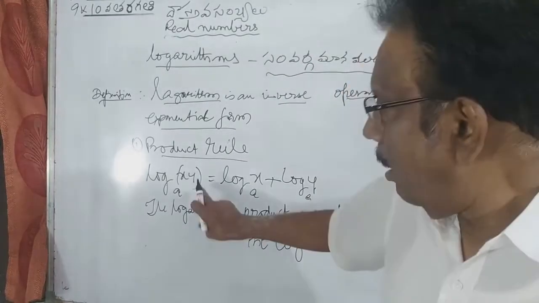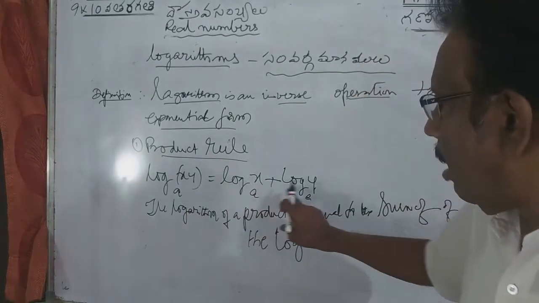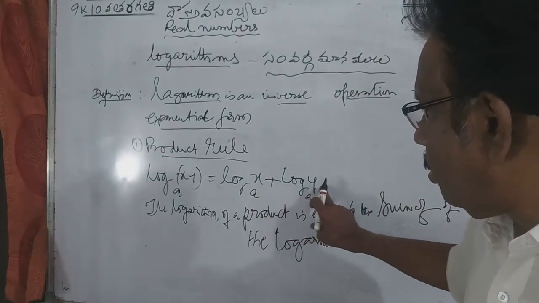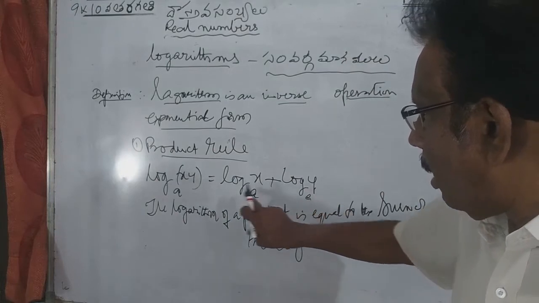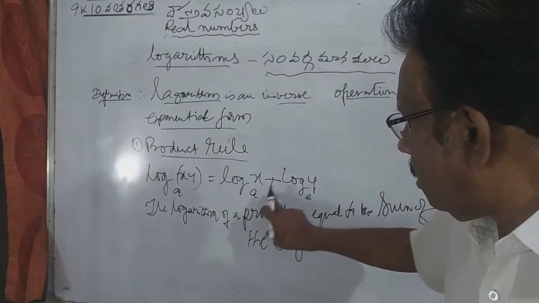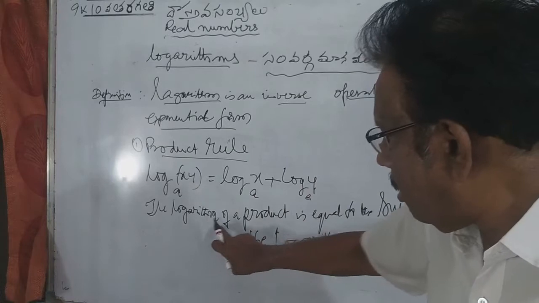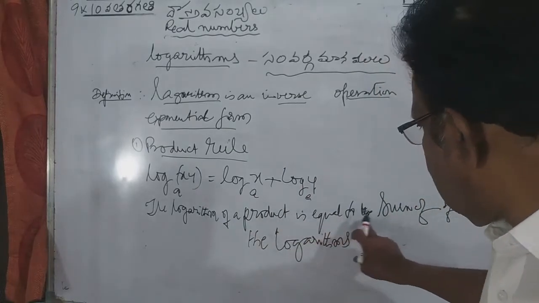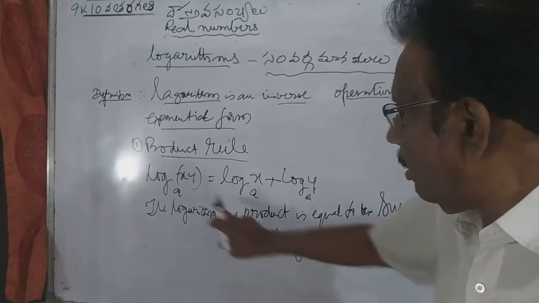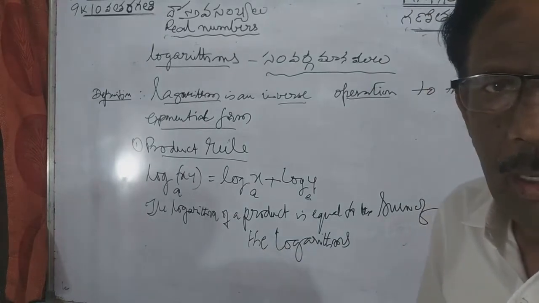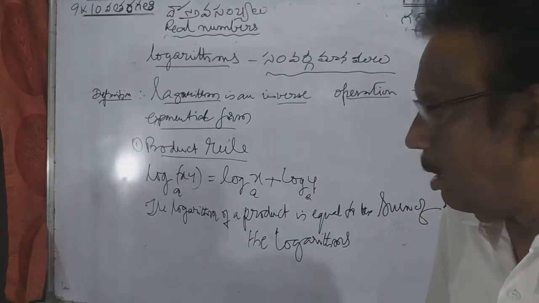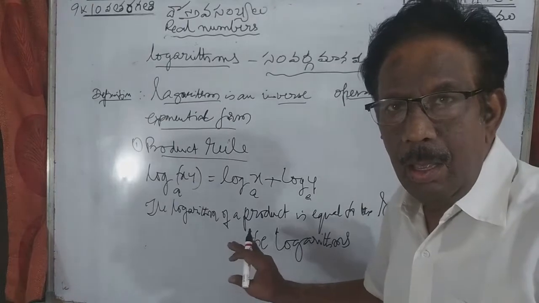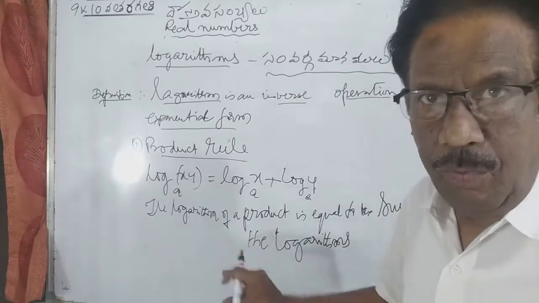So remember well, log xy to base a is equal to log x to base a plus log y to base a. That is, the logarithm of a product is equal to the sum of the logarithms of the given numbers in the product. Understand? So just a moment, I will explain the proof now.